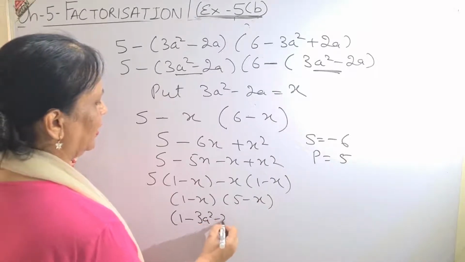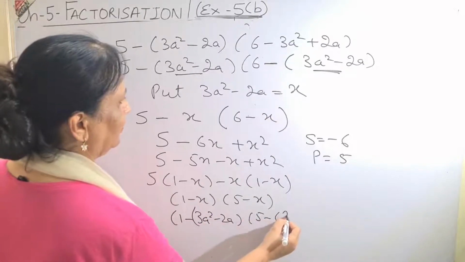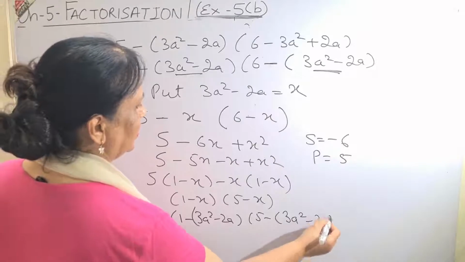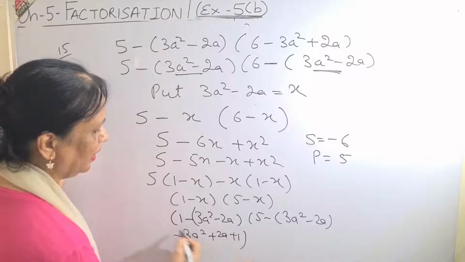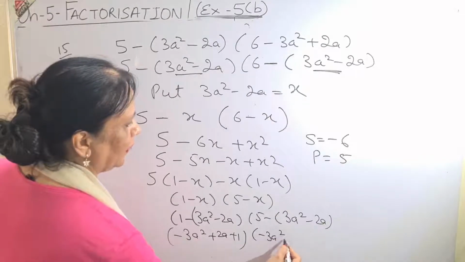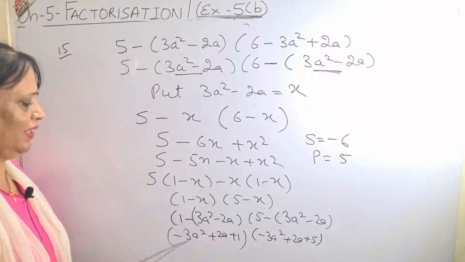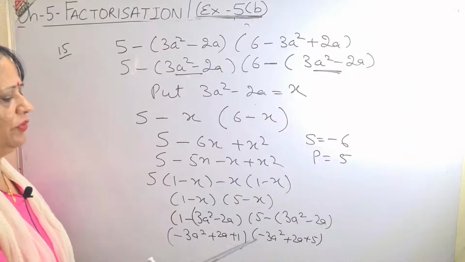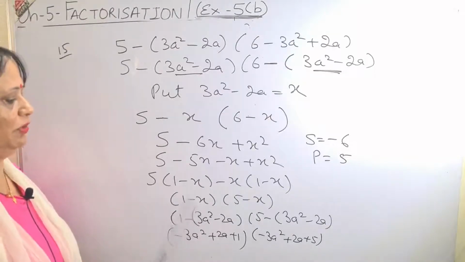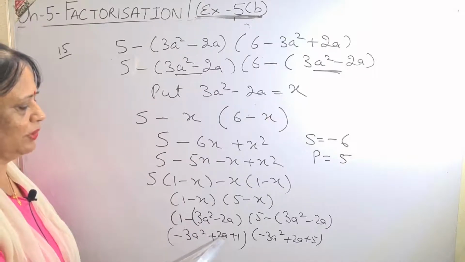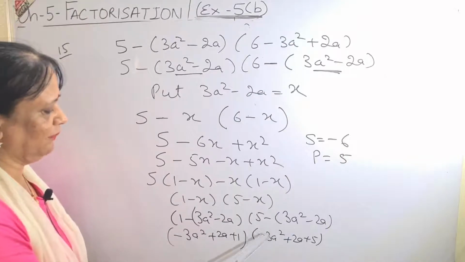3a square minus 2a, 5 minus, put it in the bracket so that when you take out, the sign has to be changed. Then it comes minus 3a square plus 2a plus 1, and again minus 3a square plus 2a plus 5. If it is factorizable, if you can find the sum and product of these two, well and good. If you cannot find, you leave it like that. But if you can find, you have to, otherwise your marks will be cut. Same method, in the first the sum will be 2, product will be minus 3. In the second expression the sum will be 2 and the product will be minus 15.